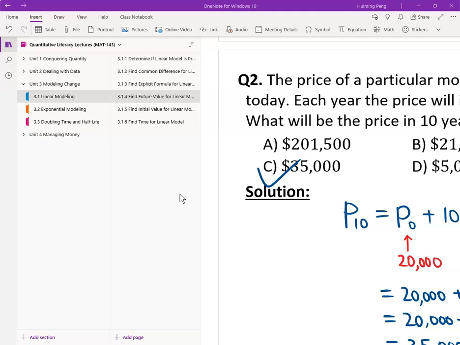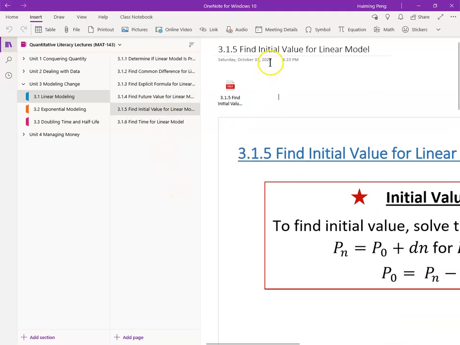In the next video, we are going to deal with the initial value for linear model. Hope to see you there.